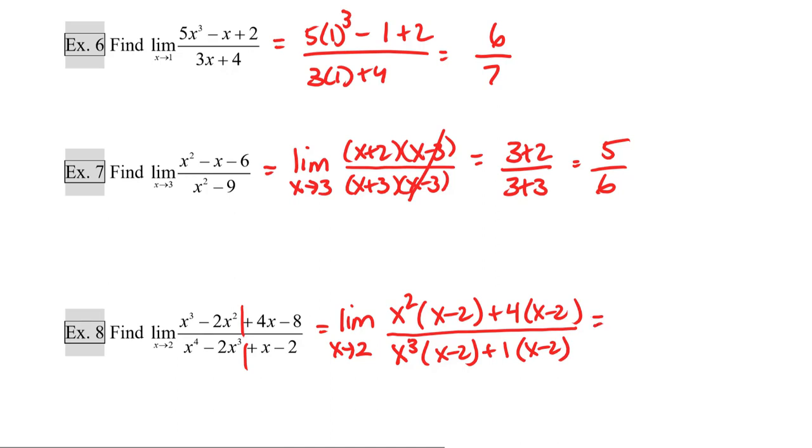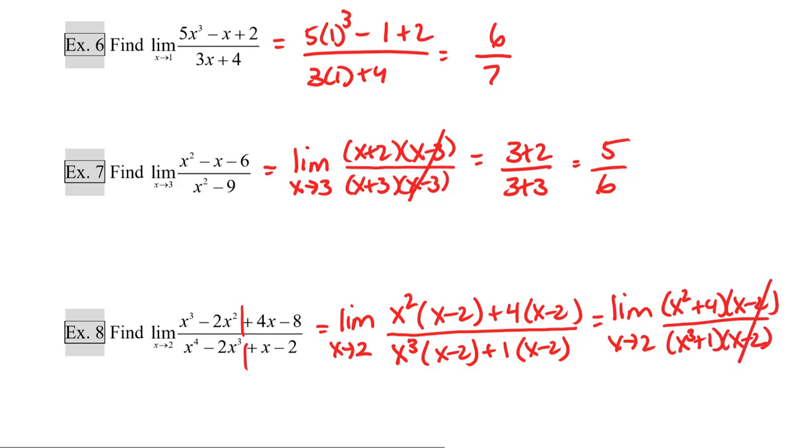So I can actually factor out an x minus 2 from both the numerator and the denominator, and it's going to look like this in factored form. So I've got x squared plus 4 times x minus 2 over x cubed plus 1 times x minus 2. So the x minus 2 factors cancel, which means we have a hole at x equals 2. Now I can find the limit by plugging in 2 into what was left. So I have 2 squared plus 4 over 2 cubed plus 1, or 4 plus 4 is 8, and 8 plus 1 is equal to 9.